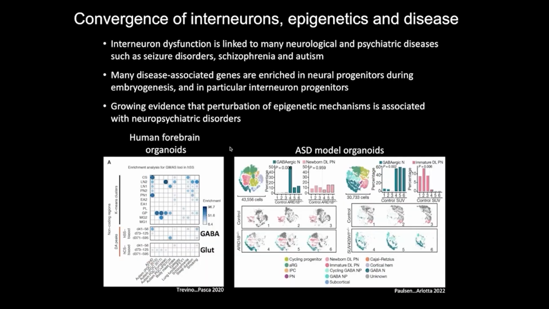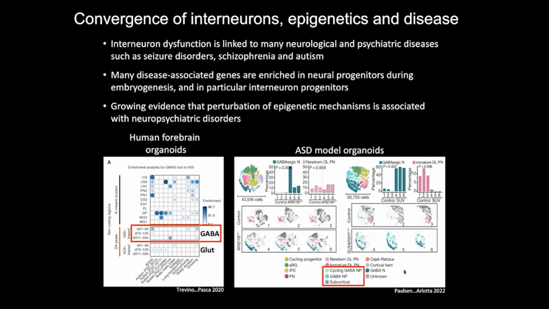Now, the advent of studying human cells using organoids has really advanced our ability to understand how genes alter fate decisions and cell mechanisms in human cells. And so here's two studies that have used organoids. And in this study, what they found is that if you look at genes related to a variety of diseases, they are more commonly found in cells giving rise to GABAergic cells compared to glutamatergic cells.